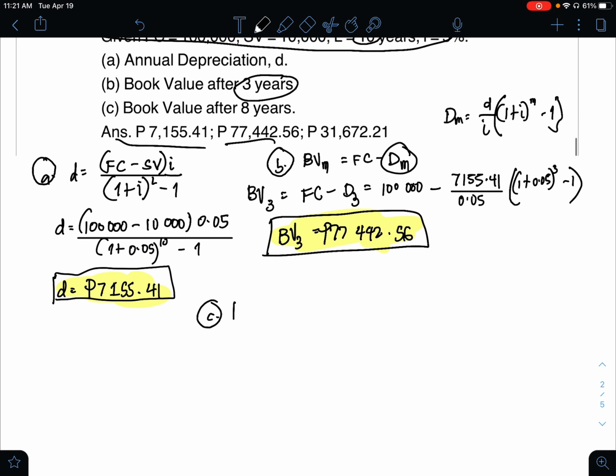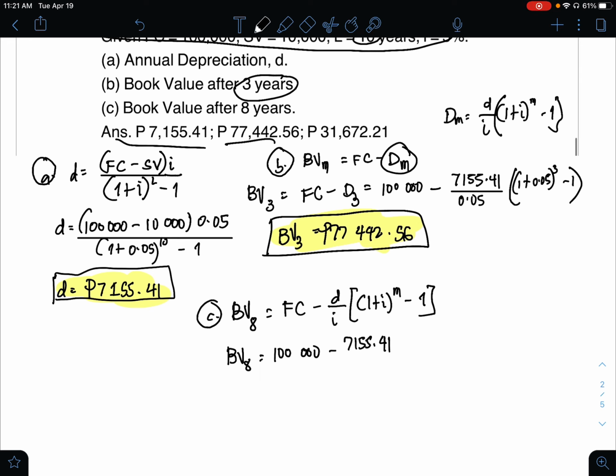So, for letter C, BV at 8 is equal to FC minus dm nato. Again, ang dm is d over I times 1 plus I raised to the power of m minus 1. So, that is BV, or the book value after 8 years, is 100,000 minus D over I. So, atong D, that's 7,155.41 divided by, our I is 0.05 times 1 plus our I, which is 0.05. However, ang ato ang M diri is 8 na minus 1. Okay?